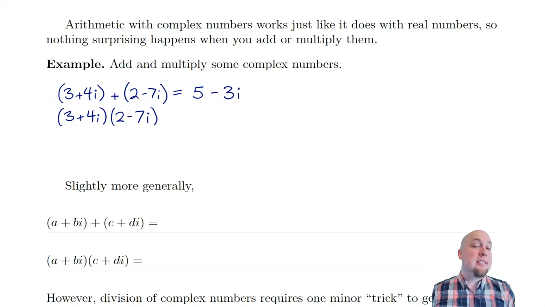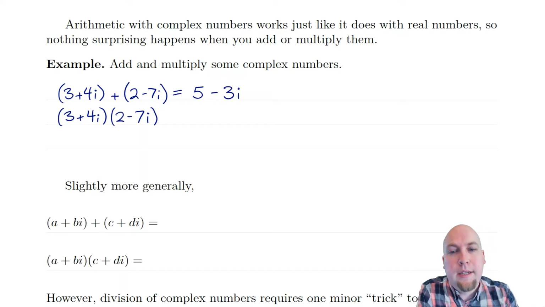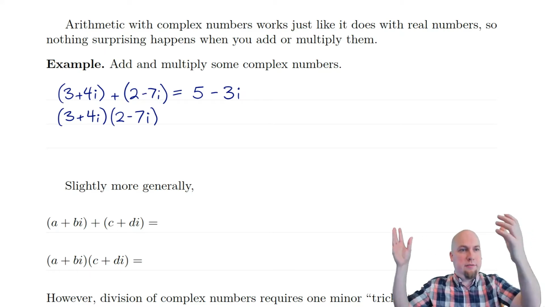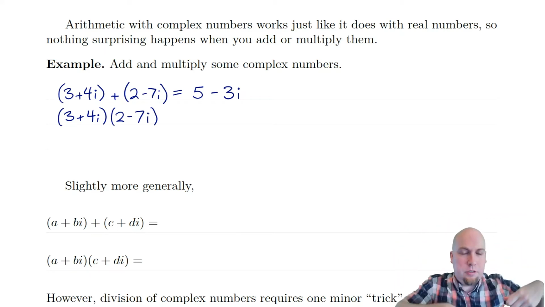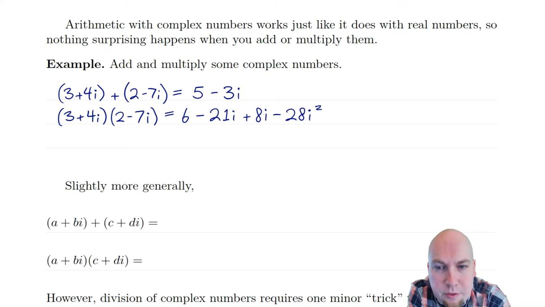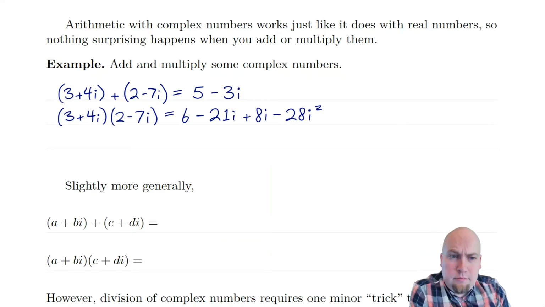All right, multiplication is similar. Just do what you would do if these were expressions involving real numbers only. If I had a product of two binomials, then I would FOIL them: first times first, last times last, and then the two cross terms. I'm going to do the exact same thing here, even though they're complex numbers. I'm going to do 3 times 2, which gives me 6. Then 3 times minus 7i is minus 21i. And 4i times 2 is 8i. And 4i times minus 7i is minus 28i squared. Nothing surprising there. This is exactly what I would do if these were all real numbers.